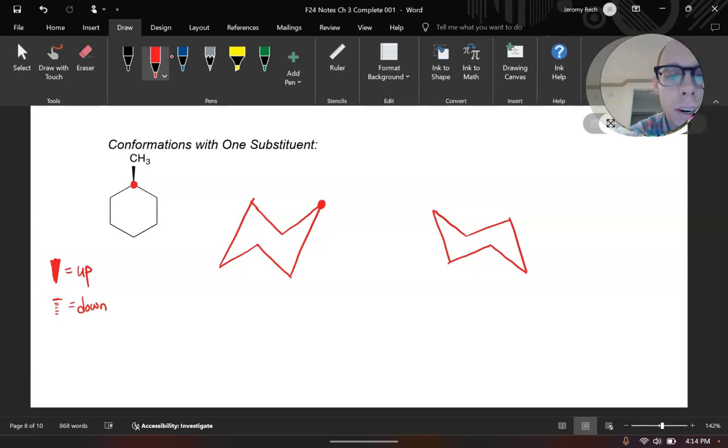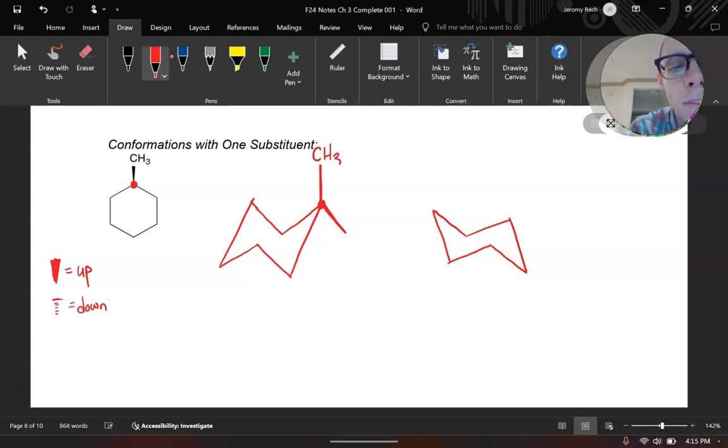And in the ones that are pointing, almost like an arrow towards that circle, we're going to follow that same direction for our axial. So I'm going to have an axial position here, and then an equatorial position. So here I'm going to have an axial up and then an equatorial down.